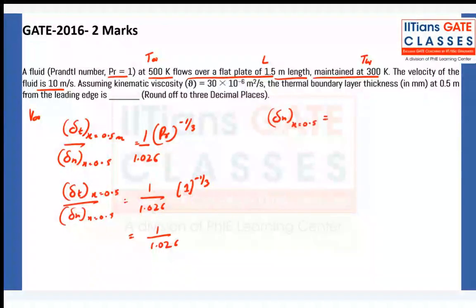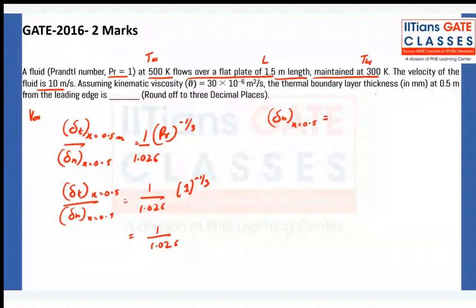6. What is that? 6.123. What is that? Thermal boundary layer. Thermal boundary layer could be. I'm not sure.